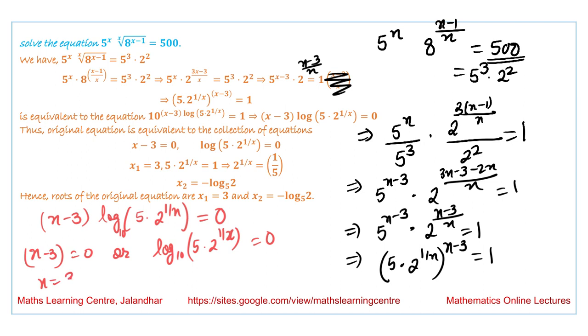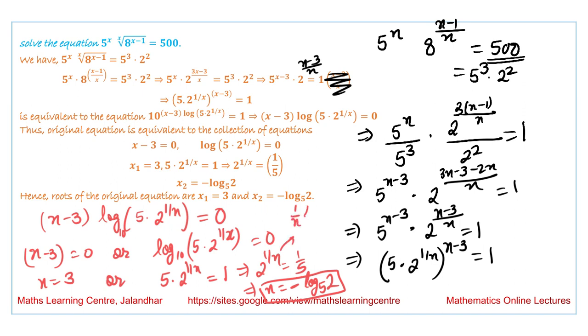So this implies x is equal to 3, or the second equation gives us 5 into 2 raised to the power 1 by x is equal to 1. So this implies 2 raised to the power 1 by x is equal to 1 by 5. So this implies that the value of x is minus log to the base 5 of 2. If we take log over here, it is 1 by x log 2 is equal to log of 1 by 5. By changing the base, if we take the base 5, this will become minus sign over here, log 5, and this term will become 1.